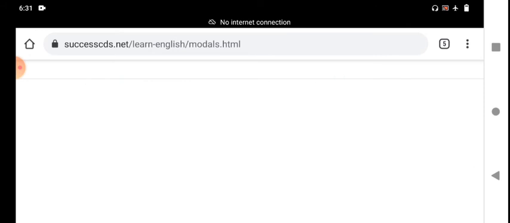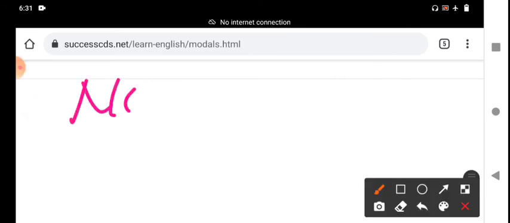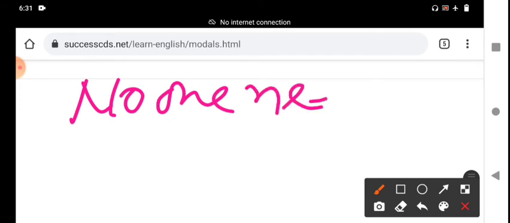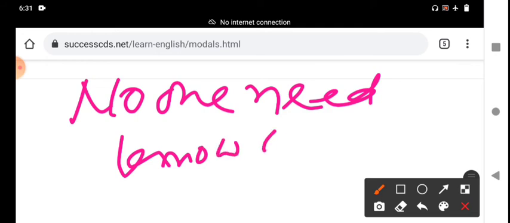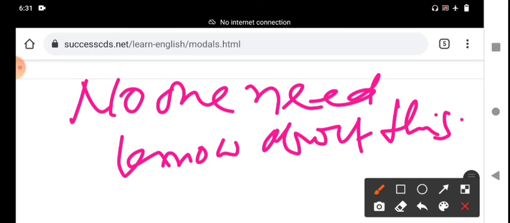For example, a simple sentence I will write for you. No one need know about this. There is no necessity to know about this issue. That means no one need know about this. Any person has no responsibility to know this. That is the meaning of that one.